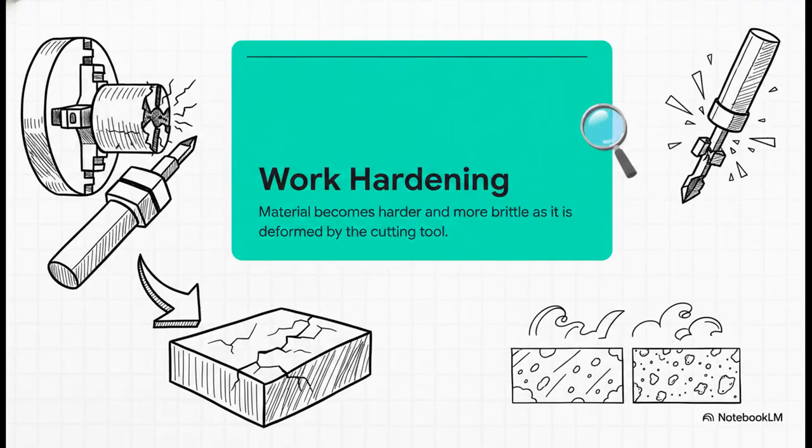Let's look a little closer at work hardening. This is this wild phenomenon where material actually becomes harder and more brittle as it gets deformed by the cutting tool. So if your feed rate is too shallow, the tool kind of just rubs against the metal instead of cleanly slicing it. And doing that creates a hardened surface layer that acts like a literal suit of armor. Actually, it's so tough, it can completely destroy your cutting tool on the very next pass.